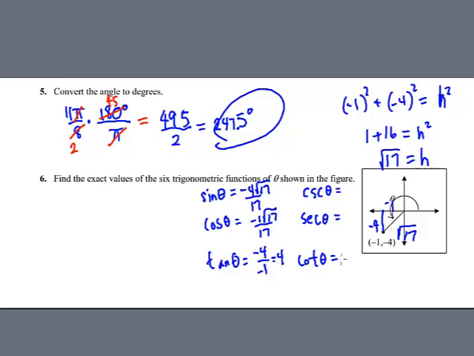Okay, now doing the reciprocal of these, I get 1 over 4, and this is hypotenuse over adjacent, and this is hypotenuse over opposite. All right, next.